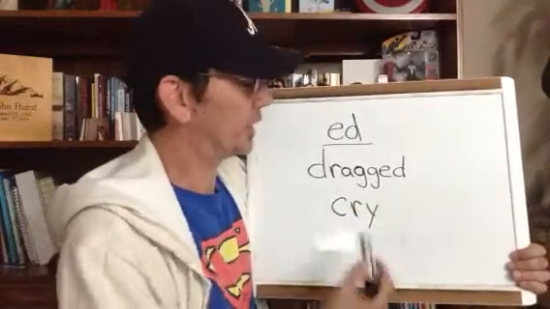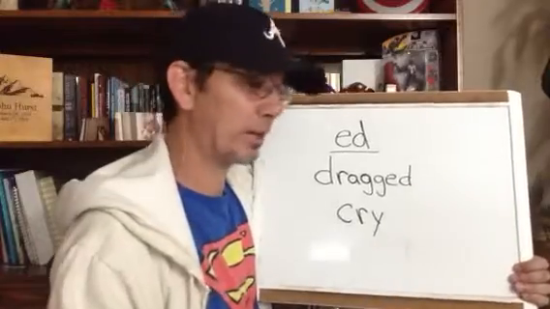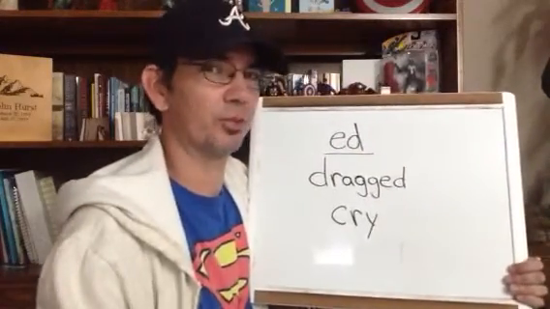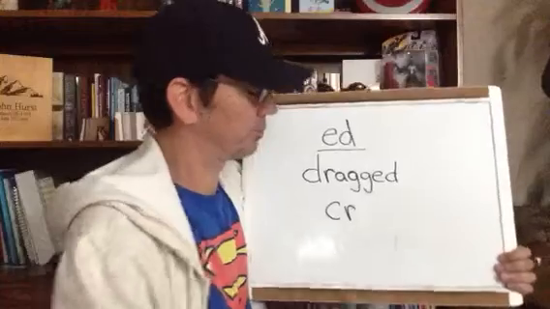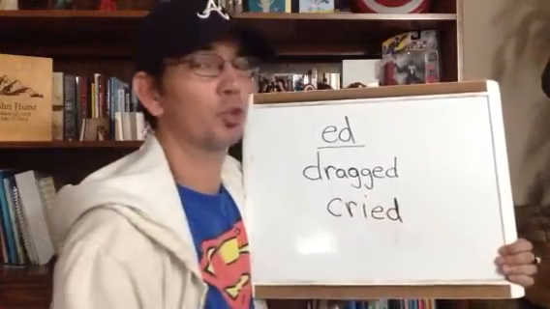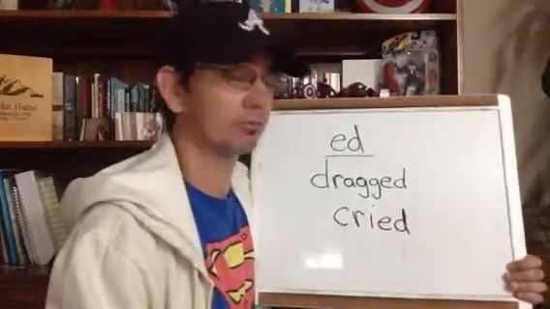Now, there's also a time when we can add an ED to a word ending in Y. Guess what happens to that Y? Remember what happened the last time? What did it turn into? Turns into an I. And then we add the ED. Cried. So Y into an I.